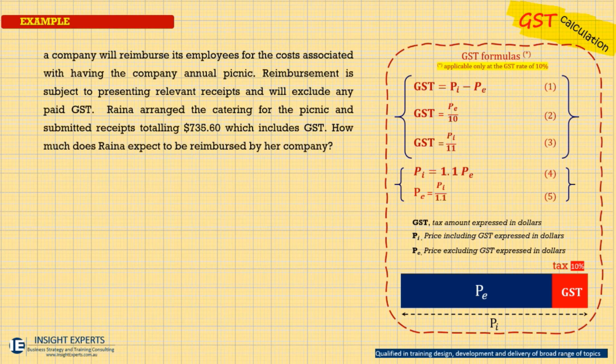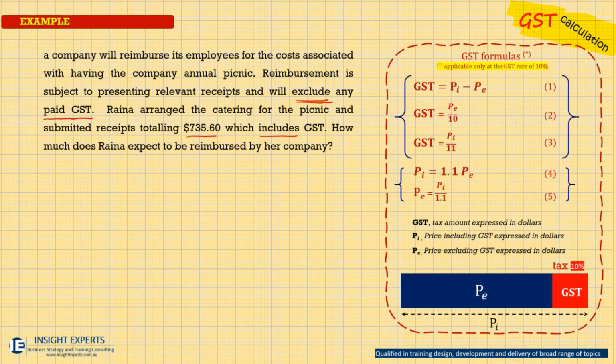A company will reimburse its employees for the costs associated with having the company annual picnic. Reimbursement is subject to presenting relevant receipts and will exclude any paid GST. Rena arranged the catering for the picnic and submitted receipts totaling $735.60, which includes GST. How much does Rena expect to be reimbursed by her company?